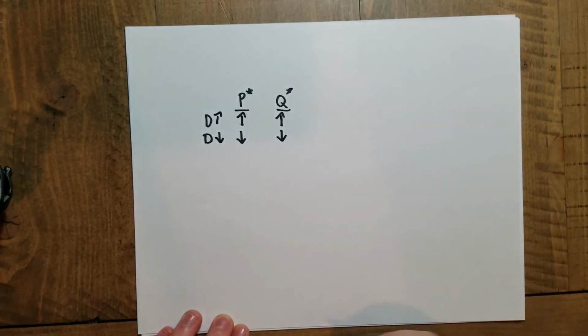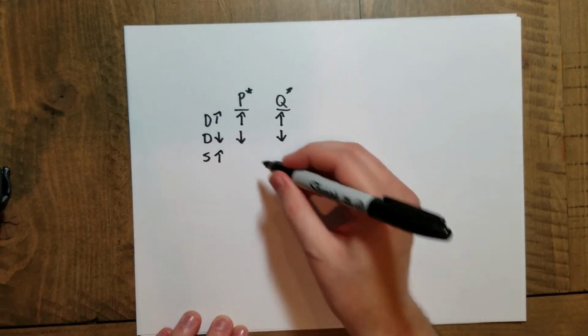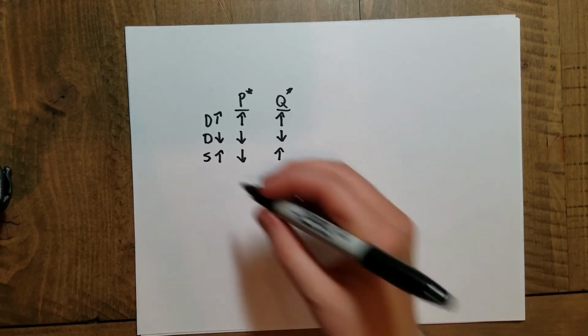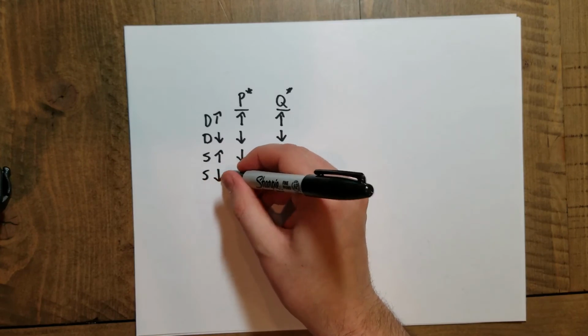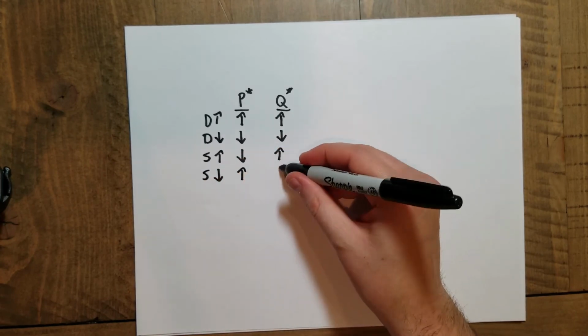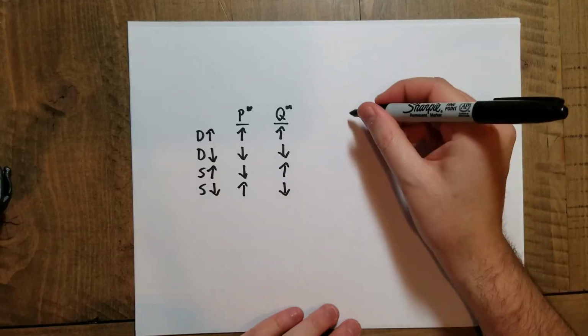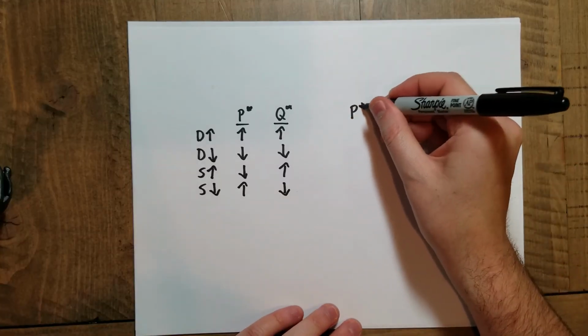How about if supply goes up? Well, if supply goes up, meaning it shifts to the right, that is going to shift price down and quantity up. And if supply goes down, that's going to shift price up and quantity down. Okay, that's exactly what we had before, just expressed in a different way. So let's think about what happens if we have two shifts at once. All we're going to have to do is combine the two shifts from this table. So let's draw another one. We've got P star and we've got Q star.